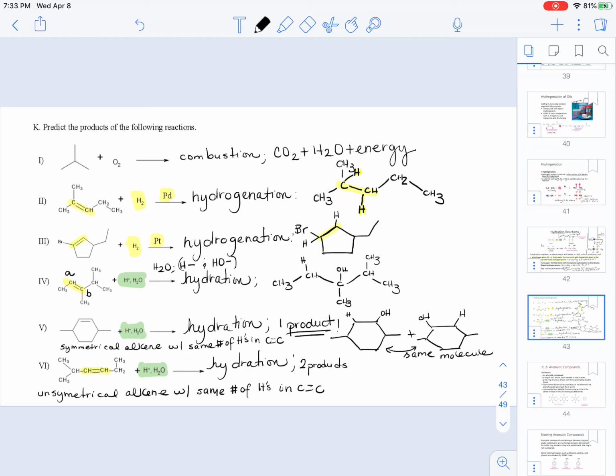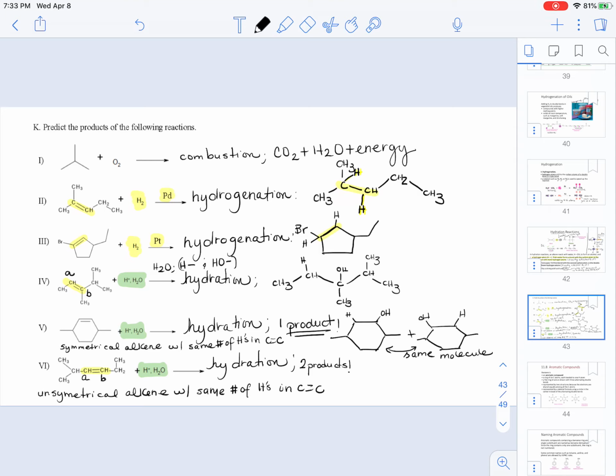Because what happens is that when the addition happens, if I label these carbons as carbon A and carbon B, since they have the same number of hydrogens directly attached to it, when the reagents come to do the addition, they are going to give, in one instance, the H to carbon A and the OH to carbon B. And then they're going to do the vice versa reaction, which means that we're going to be giving an H to carbon B and the OH to carbon A. Remember, that is only possible if we have an unsymmetrical alkene in which the carbon-carbon double bond is directly attached to the same number of hydrogens.